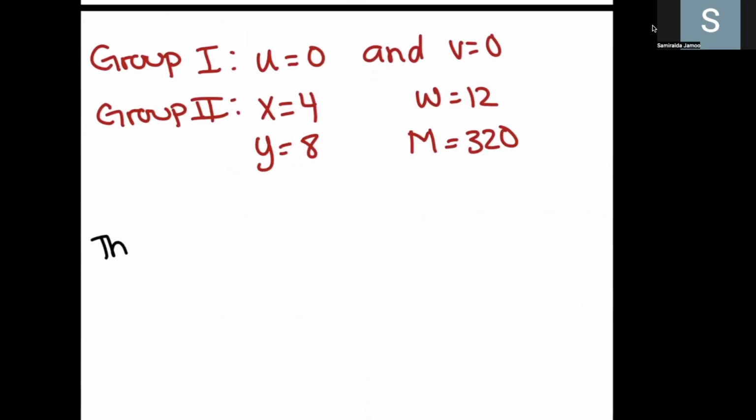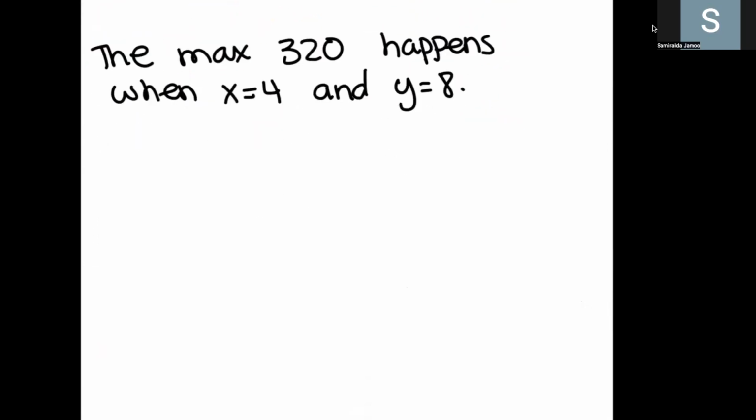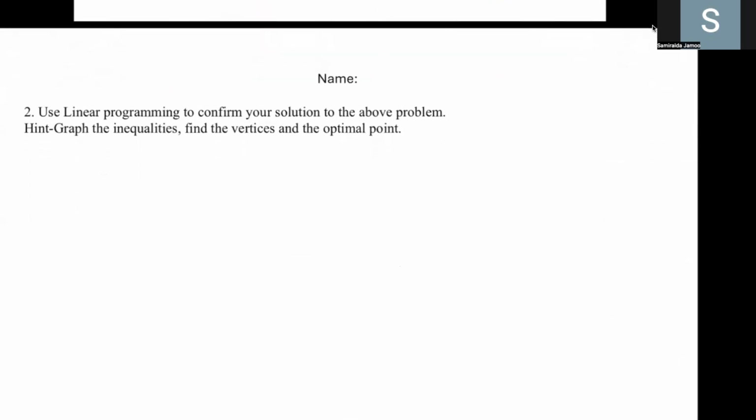So the maximum 320 happens when X is 4 and Y is 8. Now, the second part is saying to use linear programming to confirm that our solution is actually correct. So we are going to graph the inequalities, find these vertices, plug them into the objective function, and find the point that gives us the maximum.